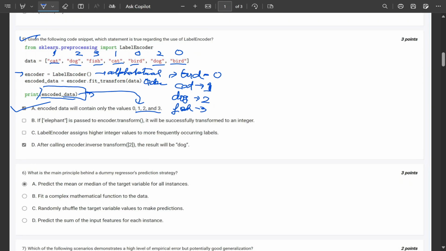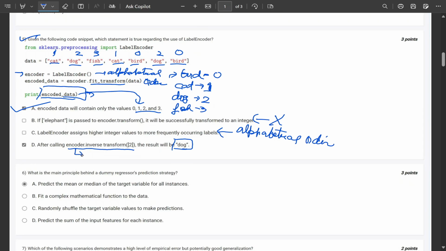If elephant is passed to encoder.transform, it will successfully transform to an integer. No, it will not, because label encoder always learns the data and then transforms it. Since our data doesn't have elephant, it will not know anything, and it might throw an error. Label encoder assigns higher integer values to more frequently occurring labels. No, that's not true. It mostly uses the alphabetical order. And finally, after calling encoder.inverse_transform, it will return dog.